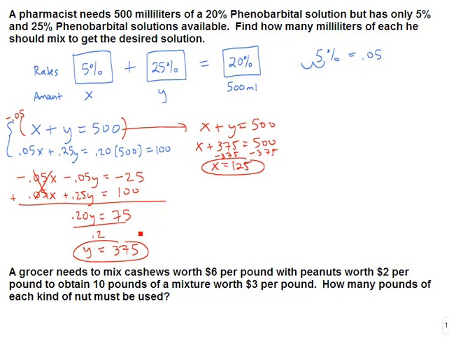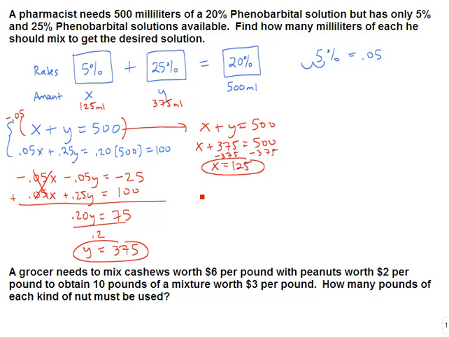Now because this is a word problem, it's always a good idea to write out your final solution in a sentence and to use correct units. What are these x's and y's representing? Remember, those were the amounts. So x was 125 and y was 375, and those needed to add together to that 500 milliliters. So that means the units on these should also be milliliters.